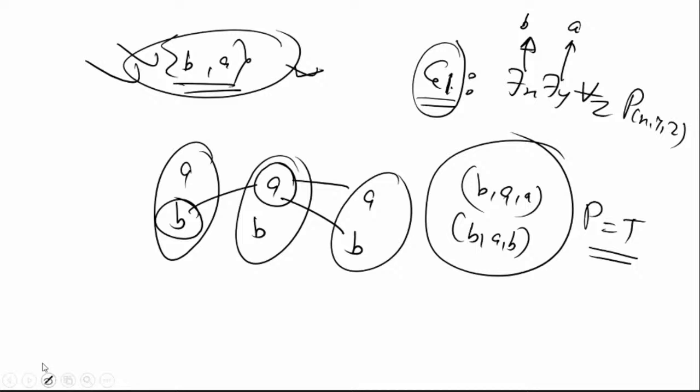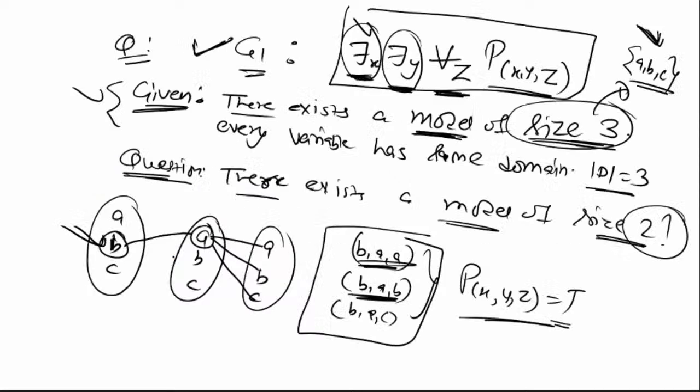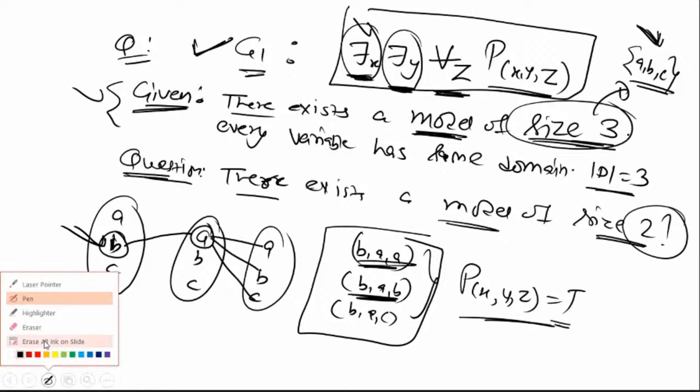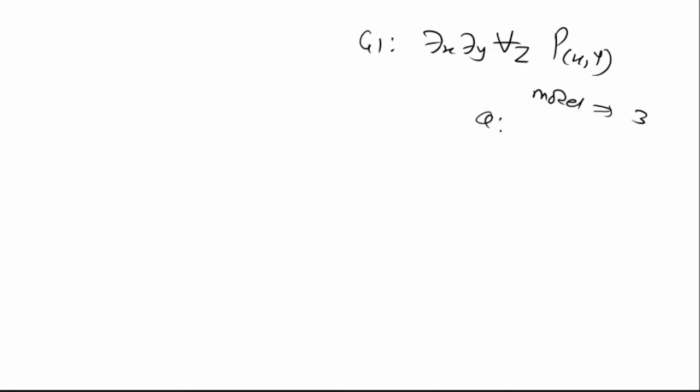Now let's take the next question: can we guarantee that there is a model of size 1 for this formula G1? Let's see. This is G1: there exists X, there exists Y, for all Z, P(X,Y,Z). This is the formula that you have, and for this formula it is already given to you that there is a model of size 3. Now my question is, can we guarantee that there is a model of size 1?